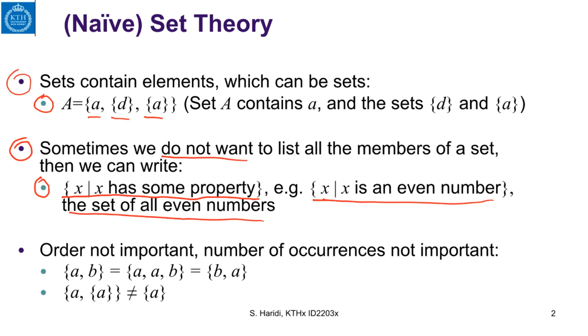Now observe that order is not important in a set. And also the number of occurrences of the same element is not important. So the set AB is the same as a set A, B, and also the same as a set BA. Whereas, which is important, the set of A and the singleton set that contains A is not equal to the set A.